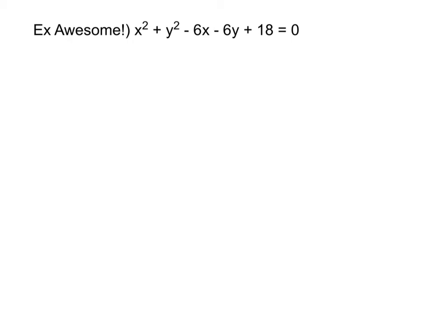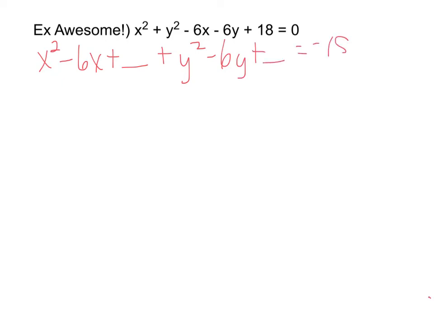I have x squared minus 6x plus blank plus a y squared minus 6y plus blank is equal to a negative 18, and then I got a couple of blanks over there on that side. Okay, so let's do this thing right. I have for the x's an x minus 6 divided by 2 is 3, and when you square that you get a 9. Whatever you do to one side you have to do to the other.